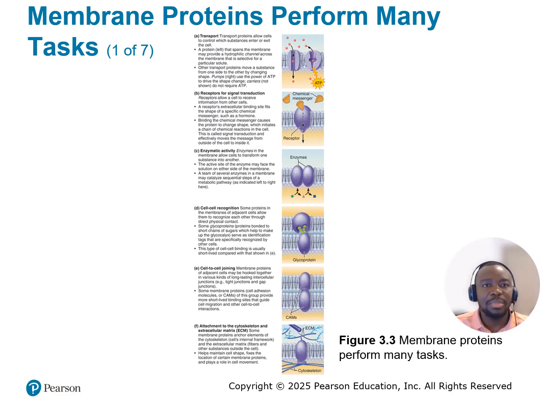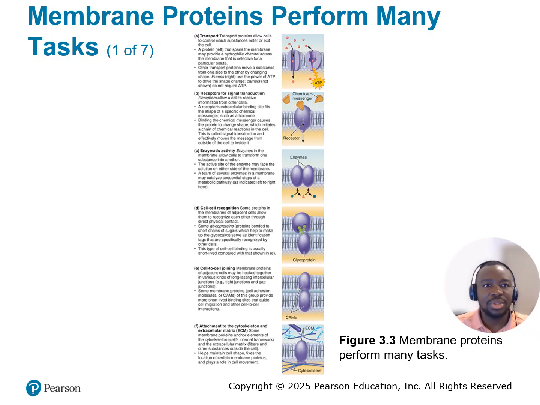What are the functions of membrane proteins? This figure summarizes the main functions of membrane proteins. I will highlight just a few. Figure A shows how membrane proteins function in transport. Transport proteins allow cells to control which substances enter or leave the cell. Figure B shows how membrane proteins function as receptors for signal transduction. Receptors allow a cell to receive information from other cells. A receptor's extracellular binding site fits the shape of a specific chemical messenger, such as a hormone.